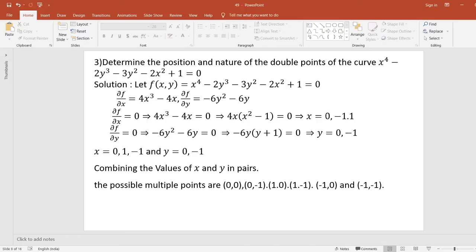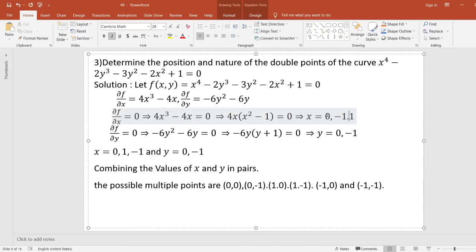We have x points: these 3 points. This is not a point, this is just a comma, right? These 3 points. Next, ∂f/∂y is equal to 0. That is −6y² − 6y is equal to 0. Then, if we take −6y as common, y + 1 is equal to 0. Therefore, y is equal to 0 and y is equal to −1. These are the 2 points of y.